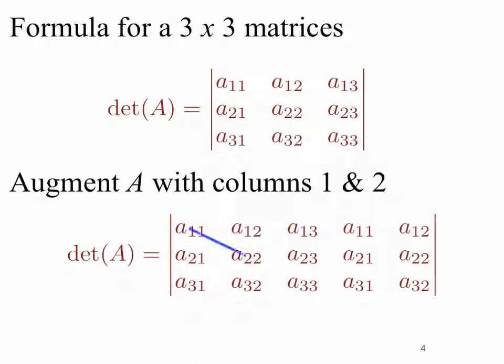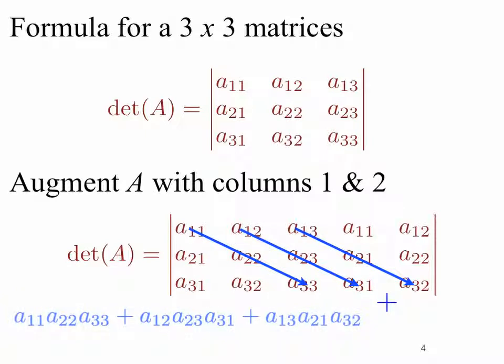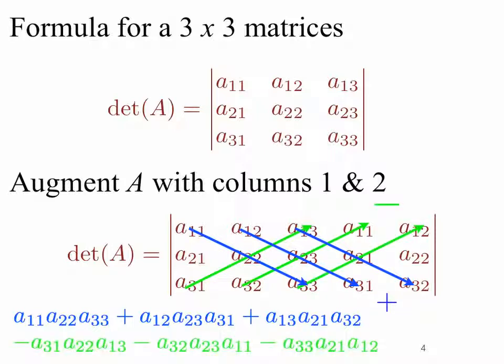And so we're just going to go down from left to right multiplying, and each time we multiply, we're going to add those values. And then we'll go up from left to right all the way across, and for each of those products we will subtract them, and that will give me the determinant of my 3 by 3 matrix.